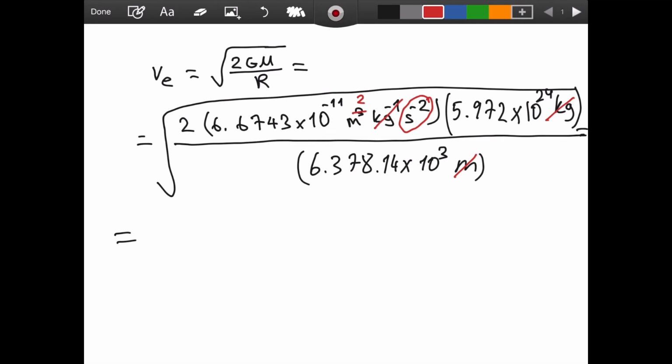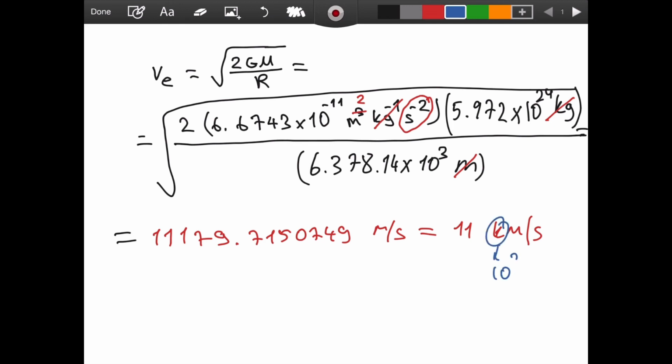And this value gives you, as I said, I calculated this, and I encourage you to calculate this yourself as well. Maybe I made a typo, I made an error, could be, right? Never trust anyone if you can check something. So this is going to be 11,179.715079 meters per second, and we should of course round our answer. I'm going to be lazy. I will just call it 11 kilometers per second, right? Because kilo means 10 to the power of 3. And as you can see, we are in that order of magnitude.